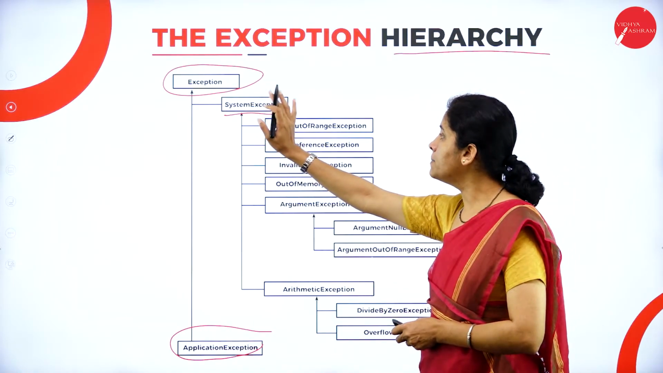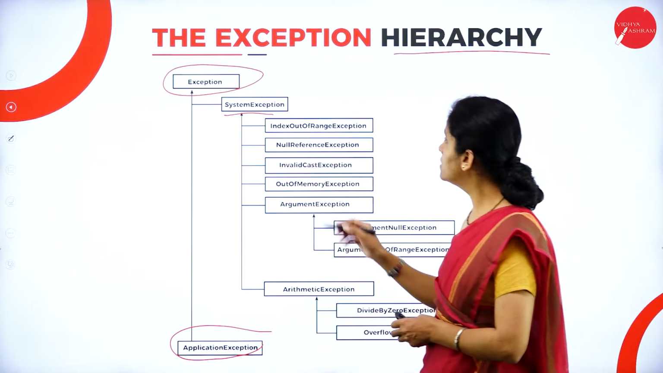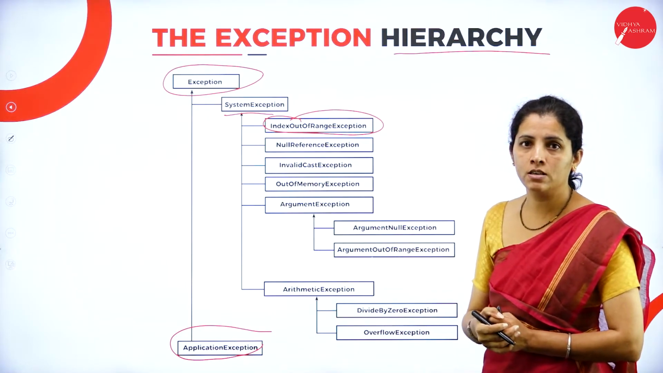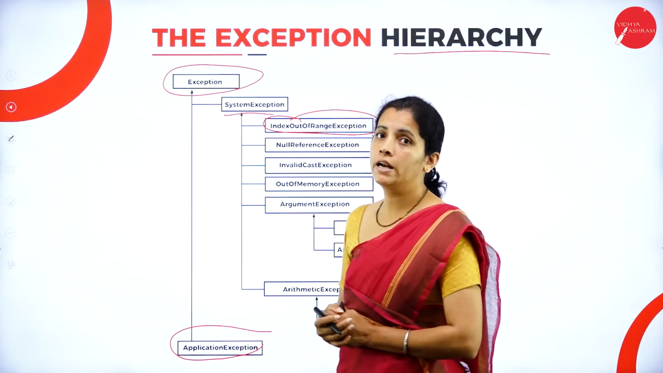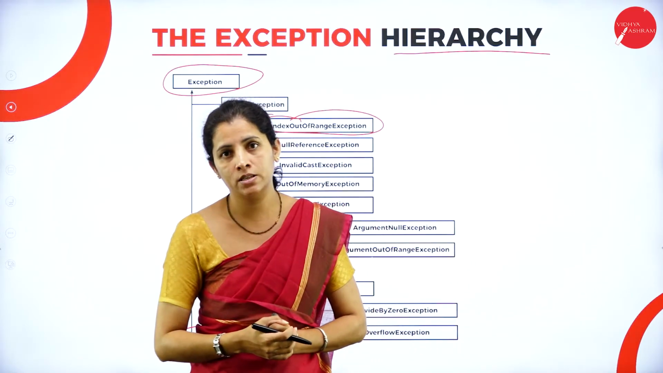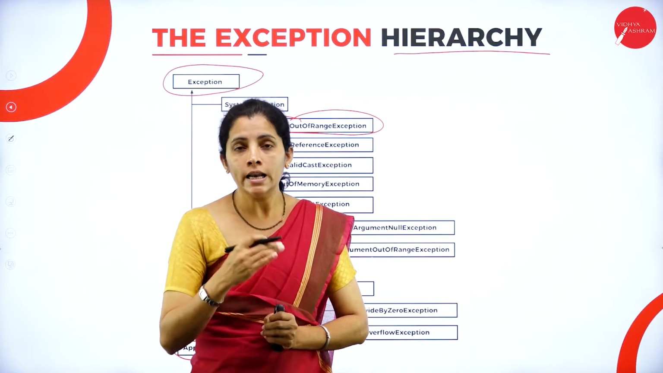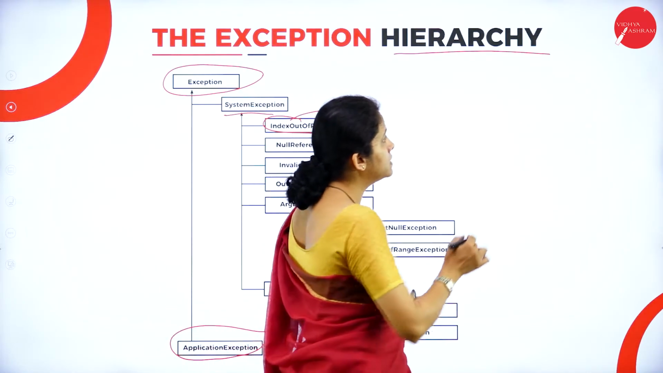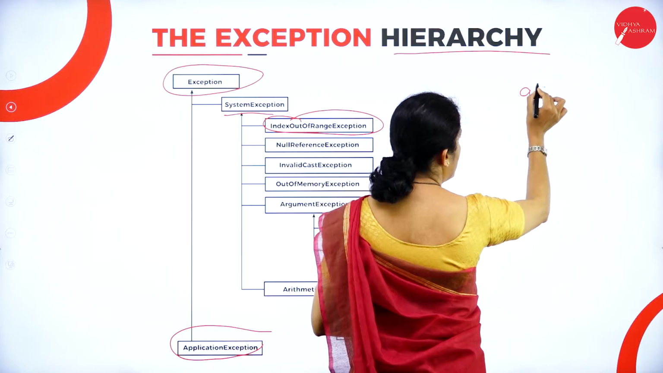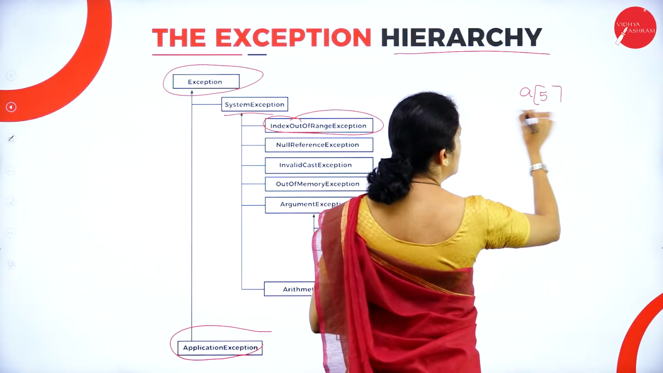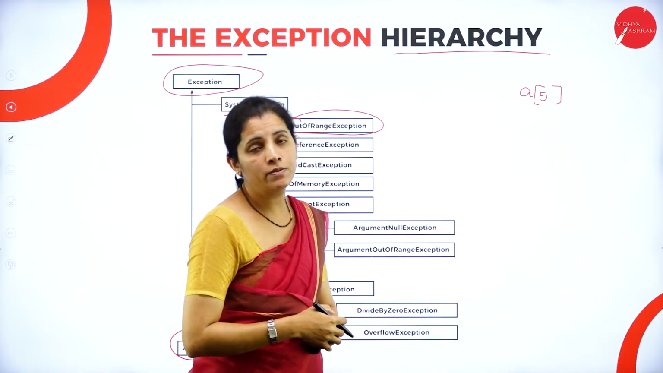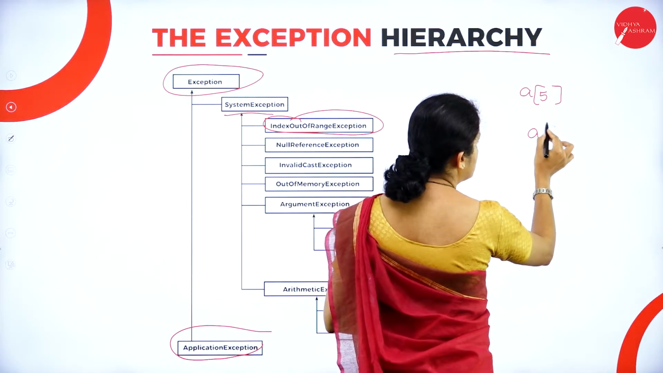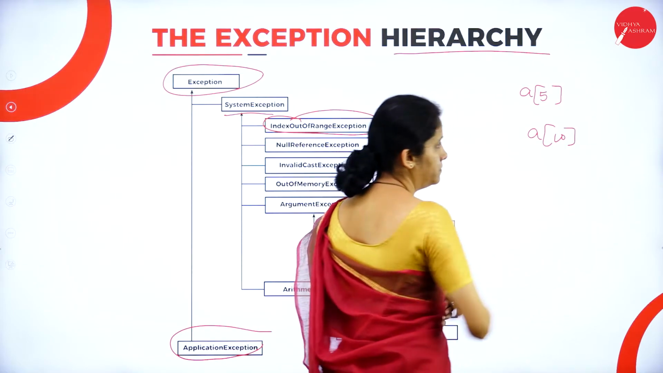And the system exceptions include the IndexOutOfRangeException. So what is an IndexOutOfRangeException? To illustrate this concept, let me take a simple example. Think that I have an array of size 5. Okay, I have an array of size 5 and in my program, I'm trying to access the 10th element.